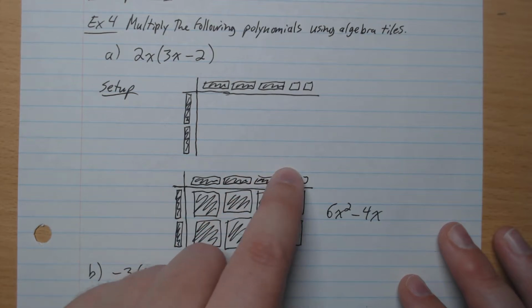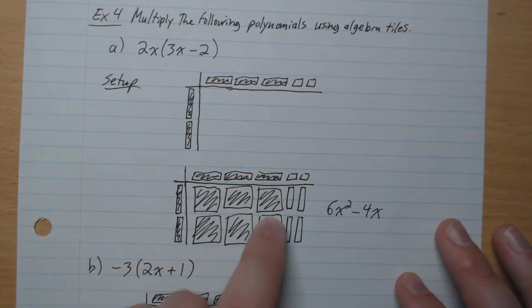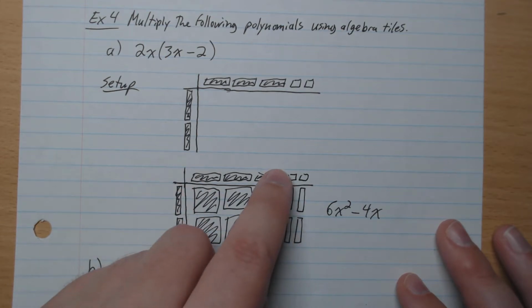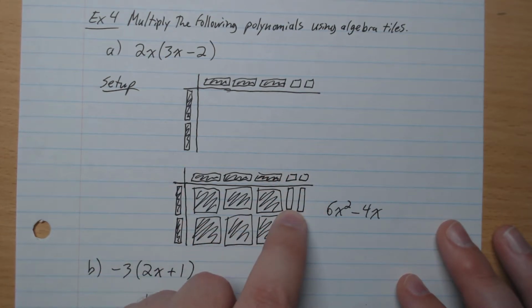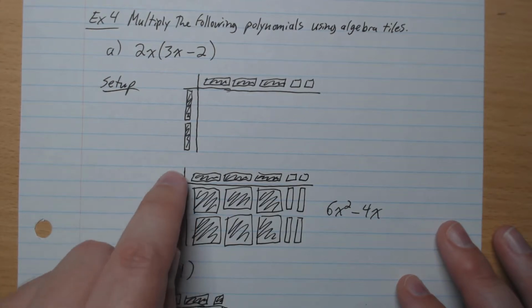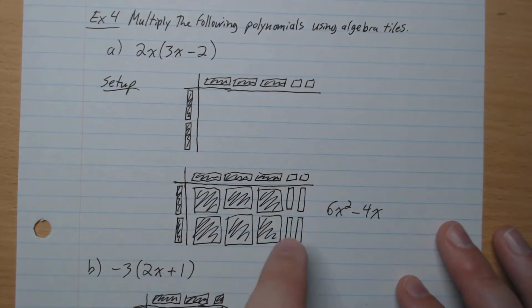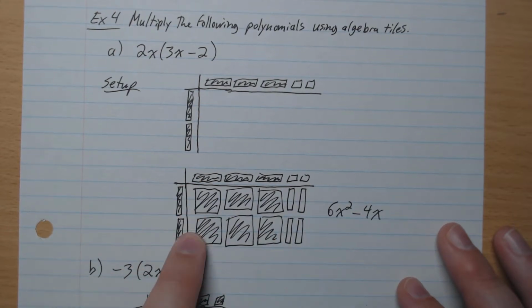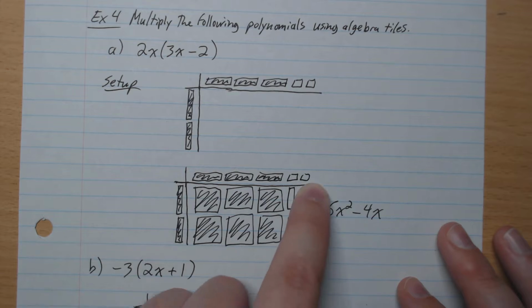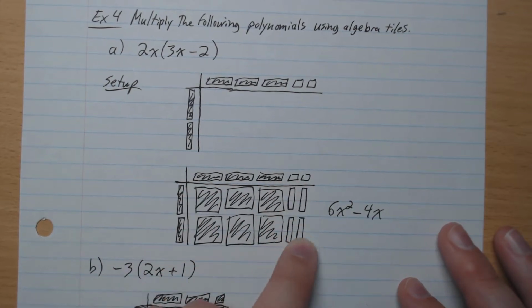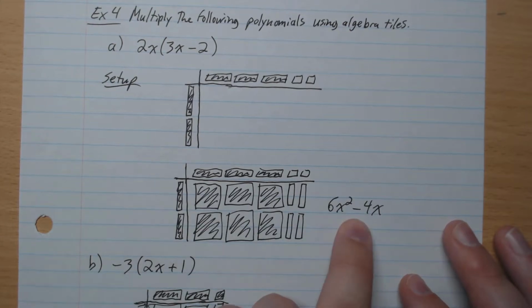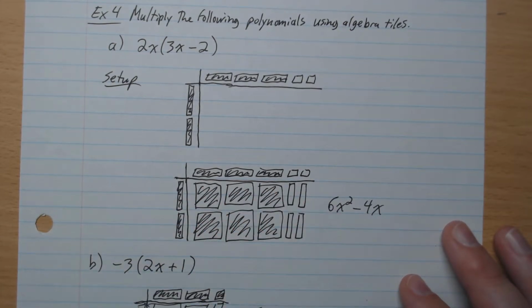x times x creates this x squared. Also we have this length times this length making this kind of rectangle. So this is x times negative 1 gives negative x. You can see that the multiplication is set up, the rectangle is full, we're not missing anything. Once we've filled it out, then we say, okay, I have 6x squared and I have negative 4x.